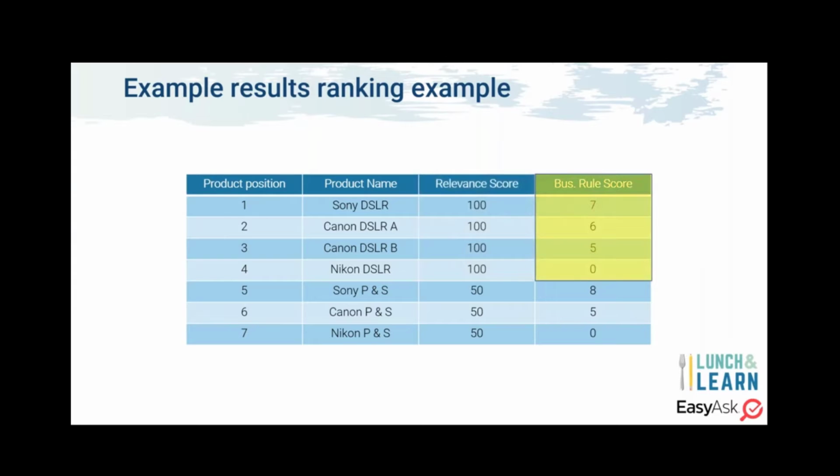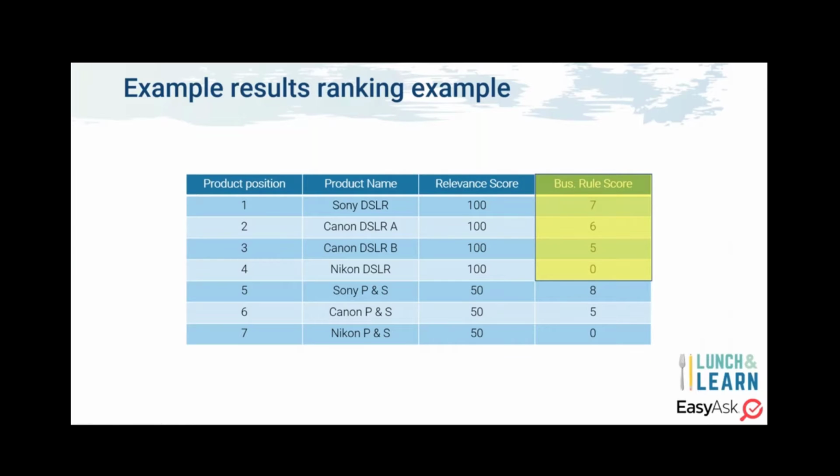By increasing the business rules score, we are automatically pushing, in this case, the Sony DSLR to the top because it got a score of 7 and the next one down only got a score of 6 and so on. Notice that even though the item in position 5 got a business rules score of 8, it's not top of the results because it's not as relevant as the other products.